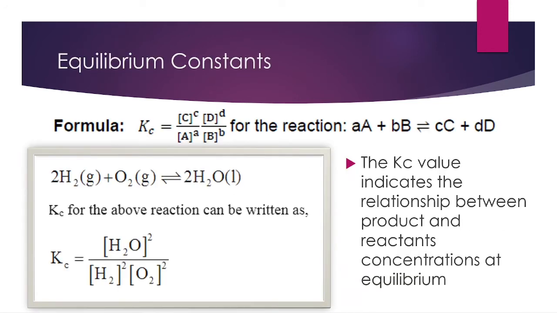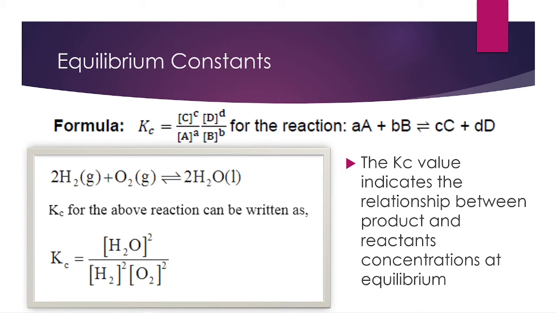All right, equilibrium constants, the formula. This is from the formula book. Kc or Keq, as some of you probably have heard it, equals the concentration of C multiplied by the coefficient of C, times by the concentration of D multiplied by the coefficient of D, over the concentration of A multiplied by the coefficient of A, times by the concentration of B multiplied by the coefficient of B.